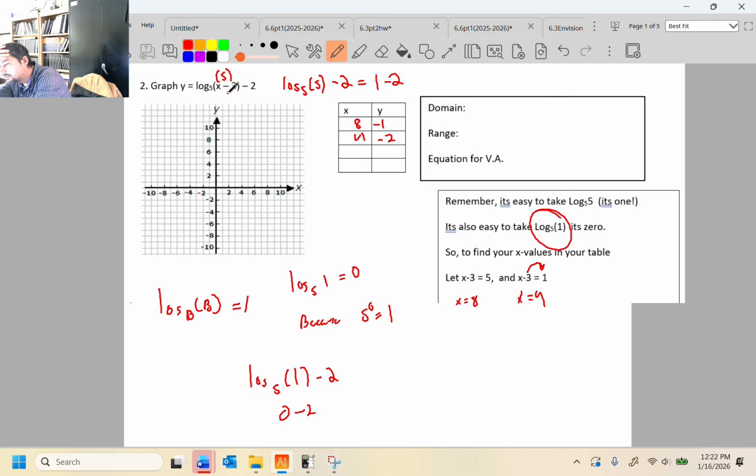Now let's talk about our transformations here. We went right 3. We went down 2. And one thing you'll notice is if I went right 3, 3 plus 5 is 8. That's where you get one of the numbers. Anyways, the points that I plot are at (8, -1), which is right there, and then (4, -2), which is right there. This guy is a big deal. He is the vertical asymptote, and he is at x equals 3. You can't cross a vertical asymptote.